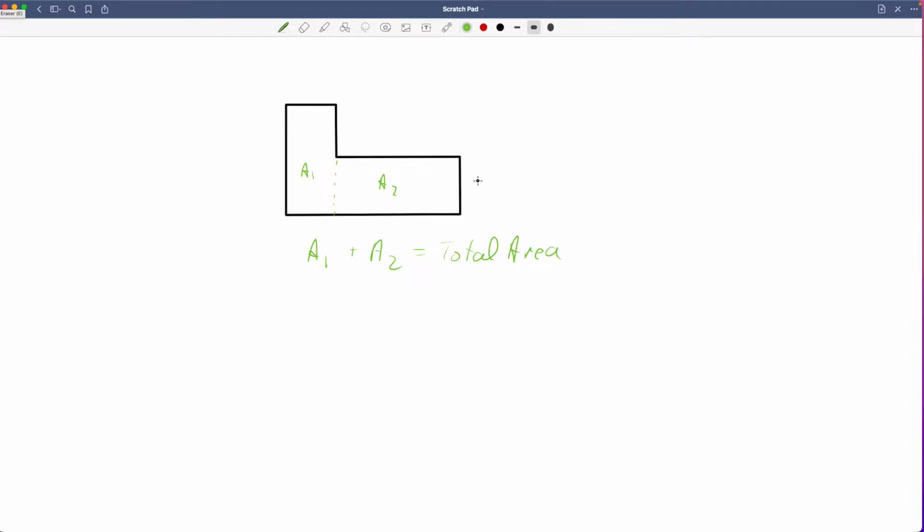But we could also subtract area. The way we would subtract to find area would be to find the area of the total rectangle here, and then subtract this area here. We'll call it A1. So we would take the enlarged area minus area 1 to get the total area. Let me walk you through what that looks like.